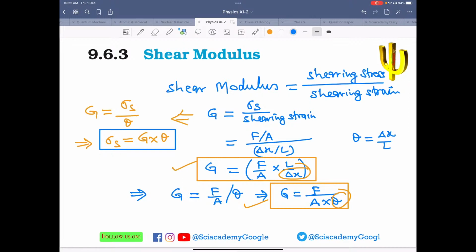Okay. Further, the SI unit of shearing modulus is the same as the other moduli, that is Newton per meter square, as shearing strain doesn't have any unit or dimension. This shearing modulus is also known as modulus of rigidity.